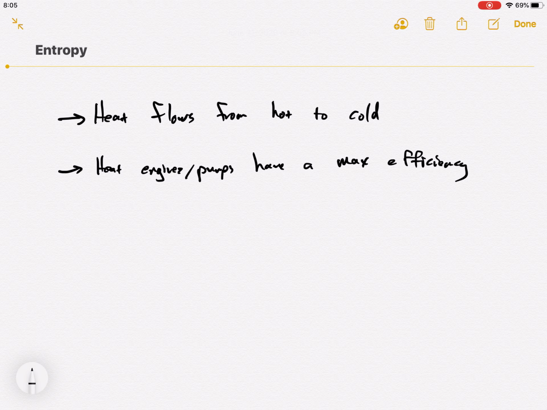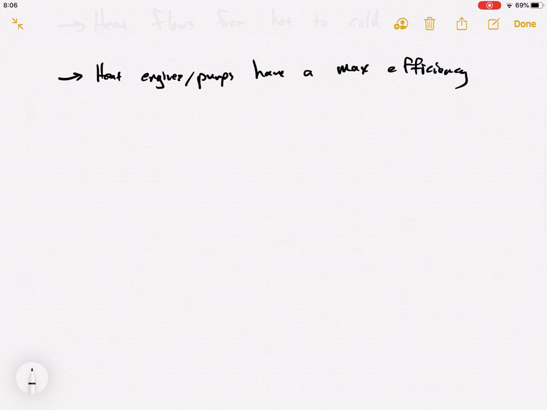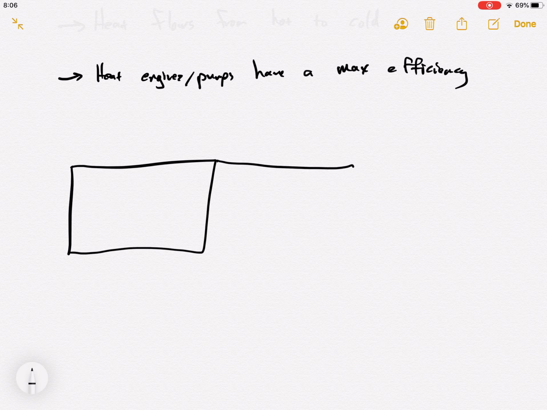So I want to talk about why. Why do these things happen? What's the real second law of thermodynamics? Because these two are just results of that second law. Okay, so let's draw two systems. Two systems that sit next to each other.